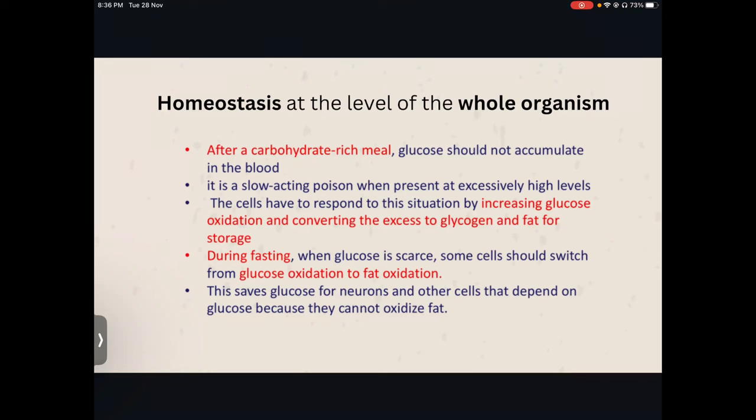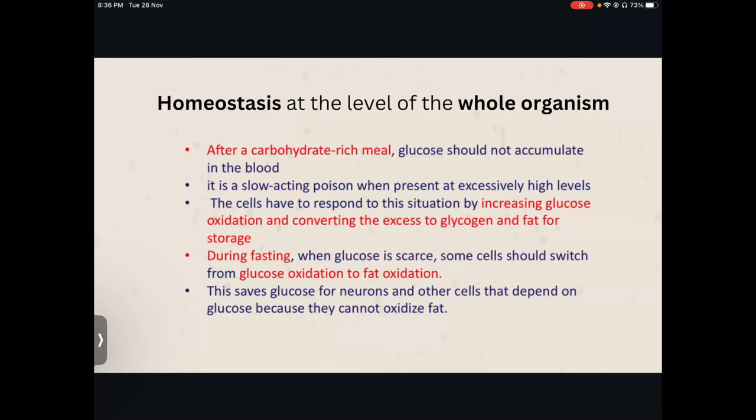So the cells themselves will have to respond to the situation, and you will start taking the glucose from the blood and into the cells. And when it's in the cells, they will start to break down the glucose and use it to make energy, or they will take the glucose and build it up into a bigger, complex molecule like glycogen. So you basically need to take it into cells, okay?